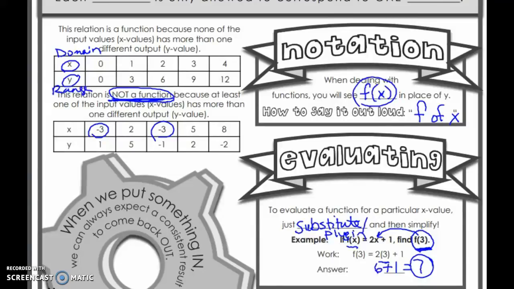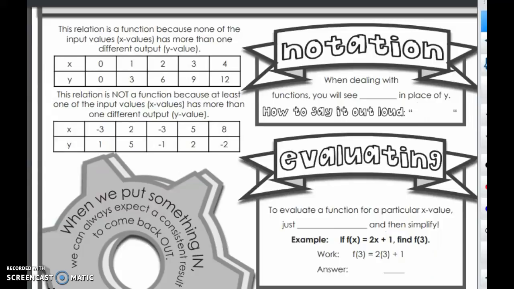When we put something in, we can always expect a consistent result or outcome to come out. You might want to underline some of those things. I'm going to scroll down, so make sure you've got this screen all set. Oh, I'm not going to scroll down right away. Let me pause.